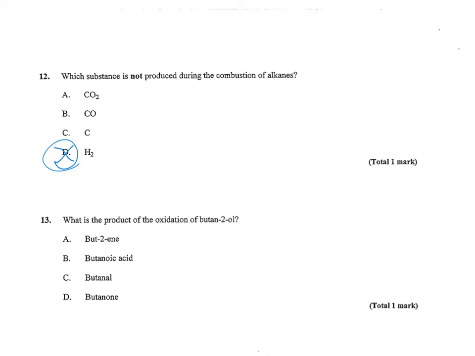Number 13, what is the product of the oxidation of butanol 2? So I've got 4 carbons. It's an alcohol group on the second one. So if I oxidize this, it will remove this hydrogen and this hydrogen, leaving me with a ketone. And since a ketone has to be on an inner carbon, I don't need to designate this as 2-butanone. Simply butanone would be correct.